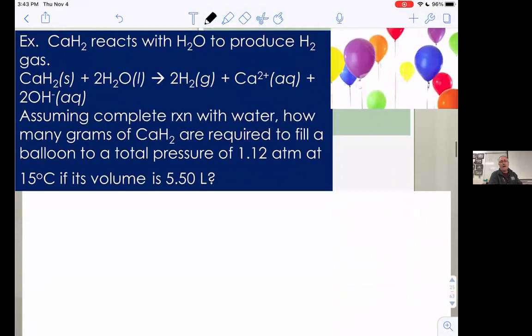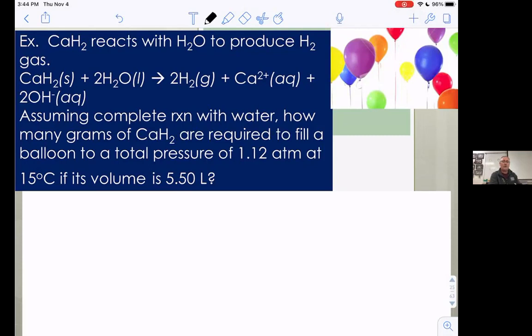So here, calcium hydride reacts with water to produce hydrogen gas. There's the formula it's given. Assuming complete reaction with water, how many grams of calcium hydride are required to fill a balloon to a total pressure of 1.12 atmospheres at 15 degrees C if the volume is 5.5 liters? This is just a straight up PV = nRT problem. You would be looking for grams again, so it will be done very similarly to the last one. Go ahead and give this one a shot.